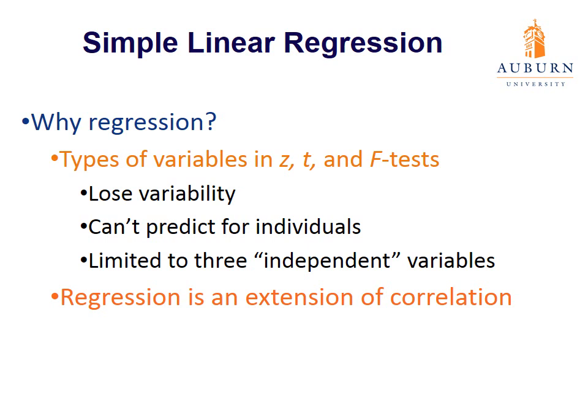So in that sense, regression allows us to overcome all 3 of those limitations of Z, T, and F tests. We retain individual variability, and because of that we're able to predict for individuals, and then also with a regression we can have more than 3 independent variables. In fact, we can have as many independent variables as we like, as long as they're uncorrelated with each other. And so regression itself is an extension of correlation. So once we have a correlation coefficient between our variables, we can then move forward, do a few more calculations, and do a regression analysis.